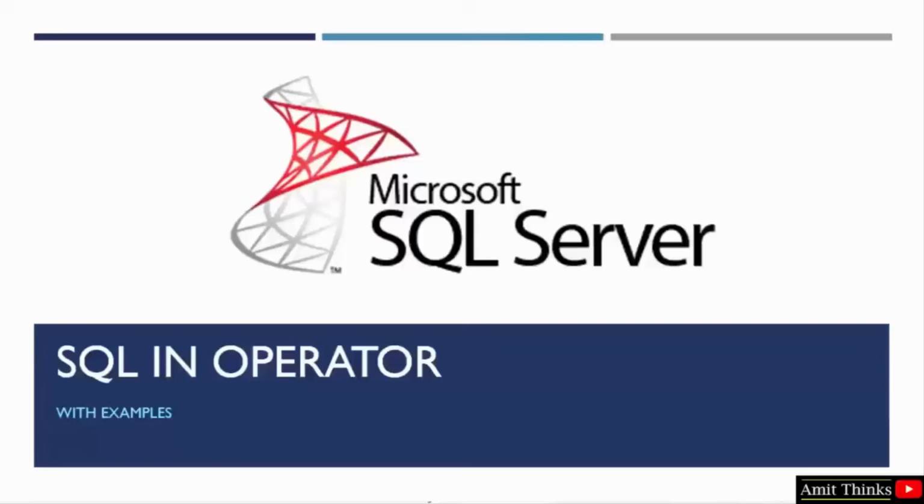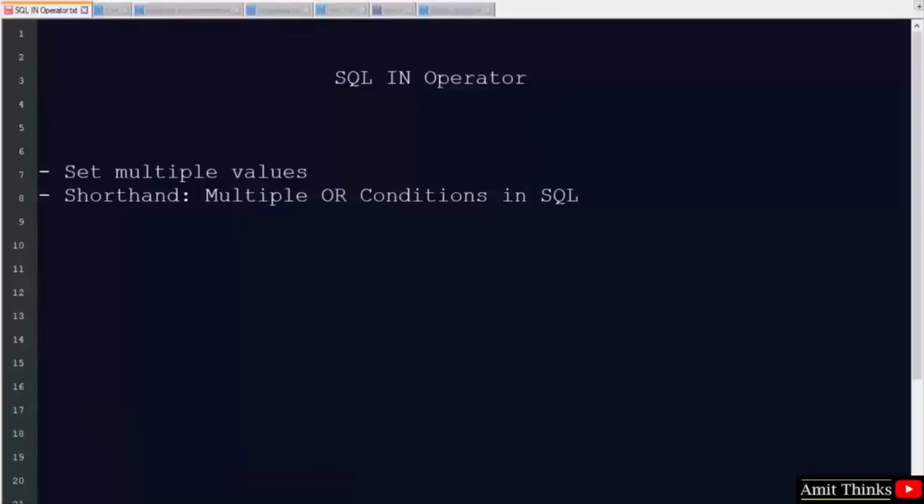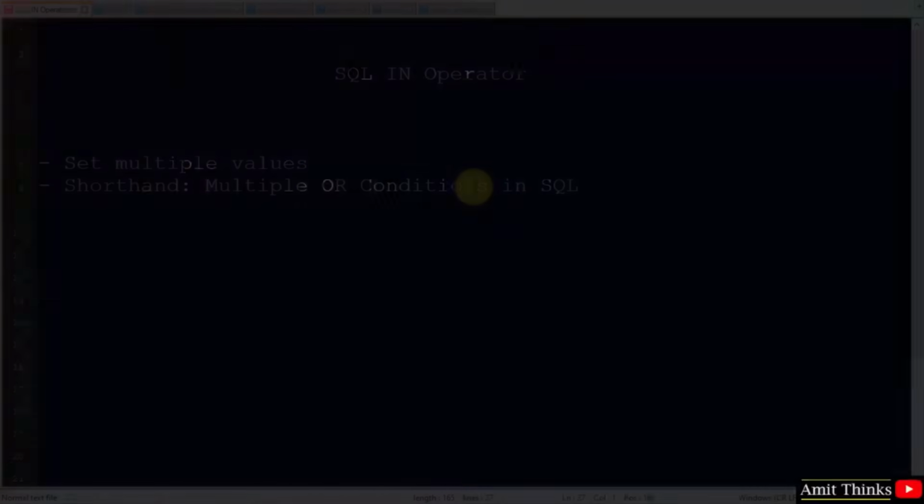In this video we will see how we can work with the SQL IN operator. The IN operator allows you to set multiple values in a where clause. So let's say you want specific values from a table. You can use the IN operator. We will see an example here. You can consider it a shorthand for multiple OR conditions. So let us see an example.